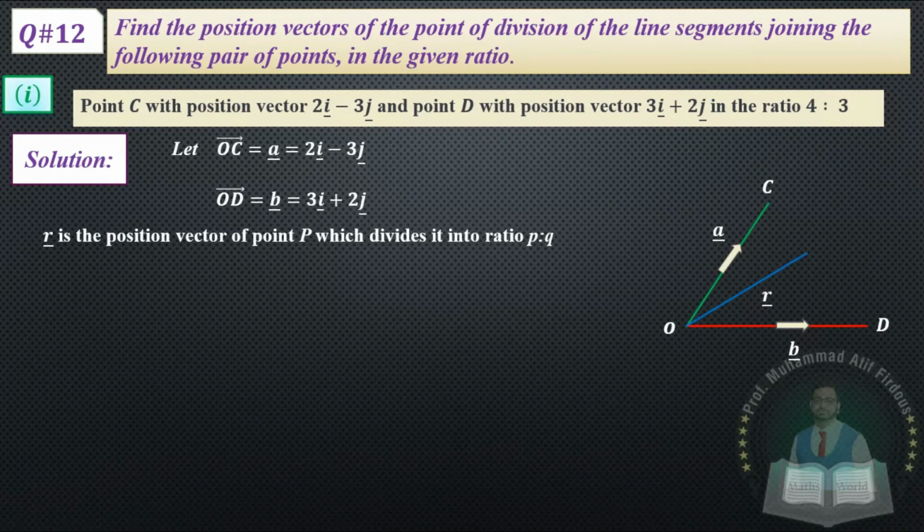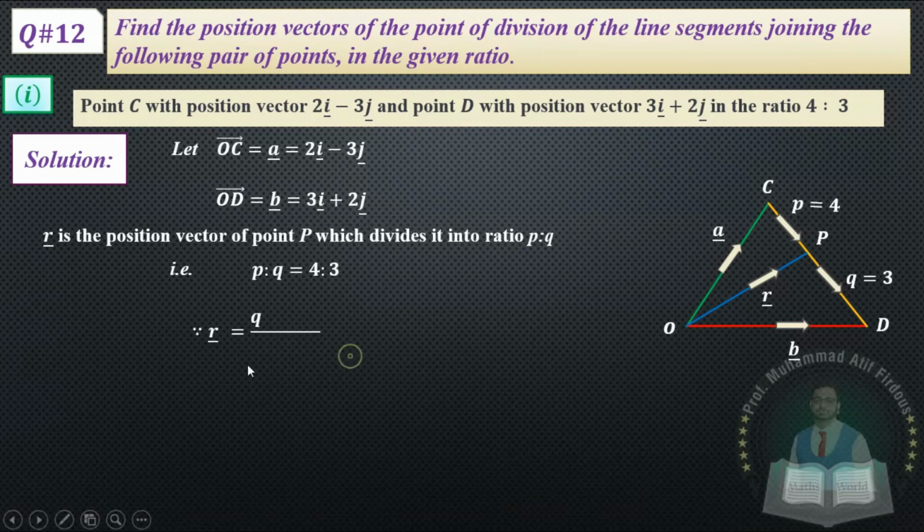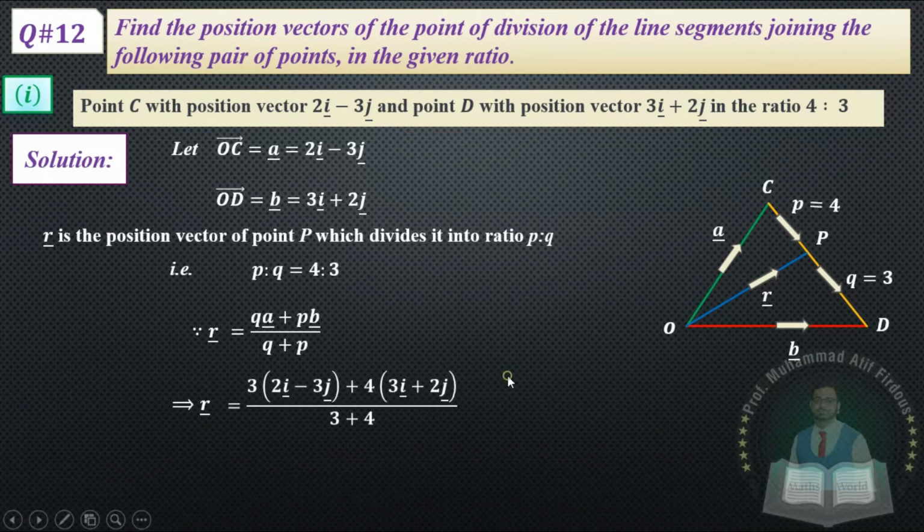And what will be the value of P? Yes, the ratio between P and Q is given as 4:3. Then P is equal to 4 and Q is equal to 3. And we know that by using the ratio formula, R is equal to (QA plus PB) over (Q plus P). So students, just replace the values of A, B, P and Q in this formula. We have Q is equal to 3, A is equal to 2i minus 3j, P is equal to 4 and B is equal to 3i plus 2j.